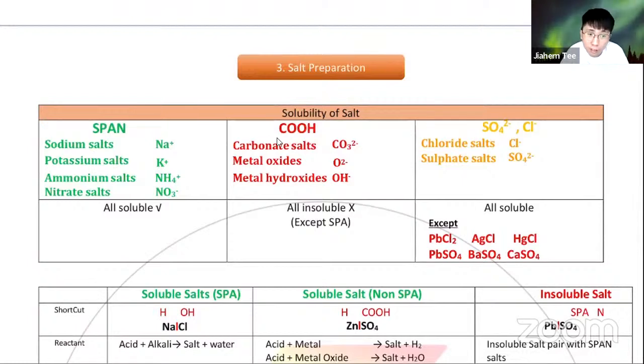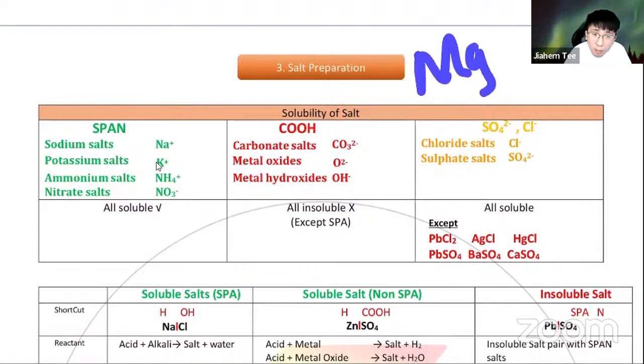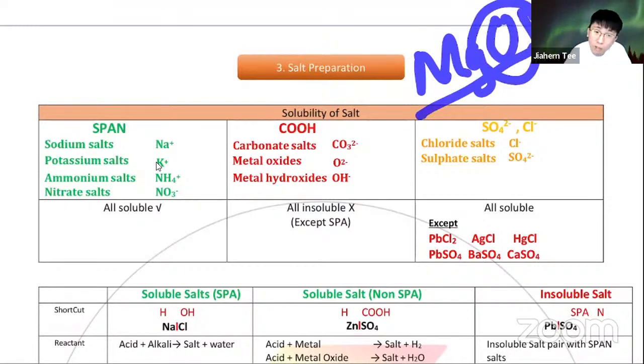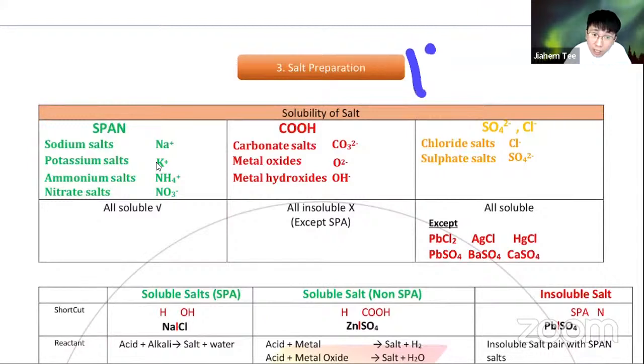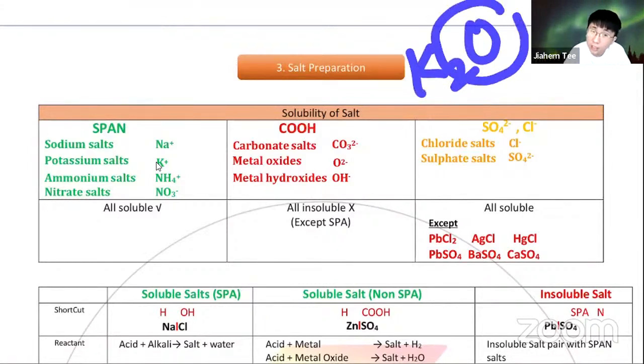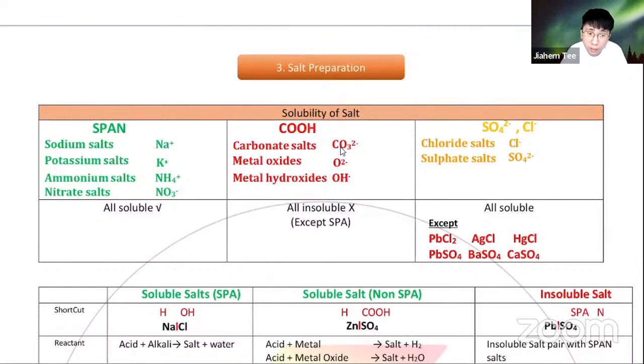Then for the carbonate salts, metal oxides, and metal hydroxides: anything with CO3 2-, O2-, OH- is always insoluble, except if you pair it with SPA. So if you talk about, let's say, magnesium oxide, or calcium oxide, it's actually insoluble. But if you check K2O, potassium oxide, even with the oxide, this is soluble because in front here, you have potassium. So definitely you must know that these are all insoluble except with SPA.